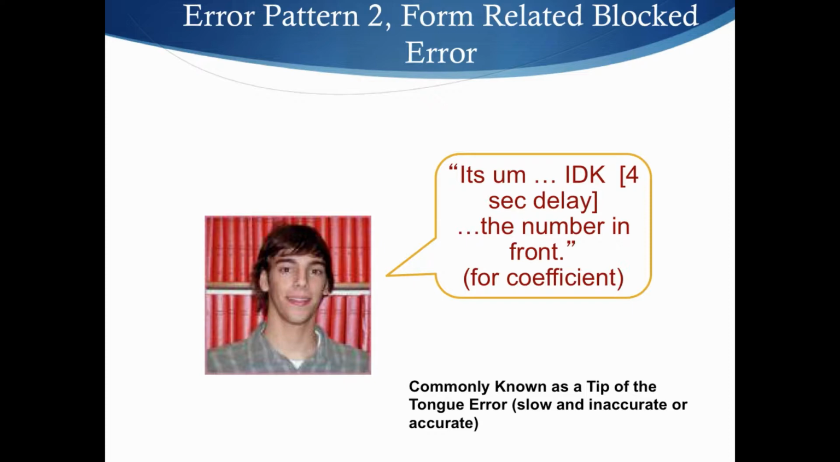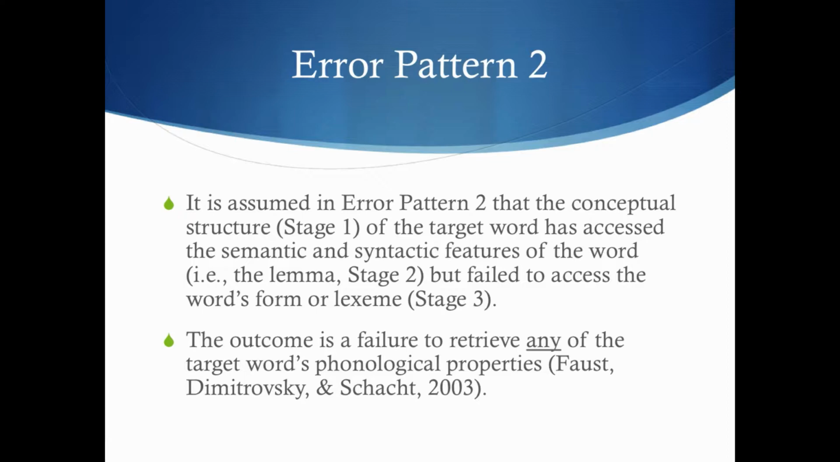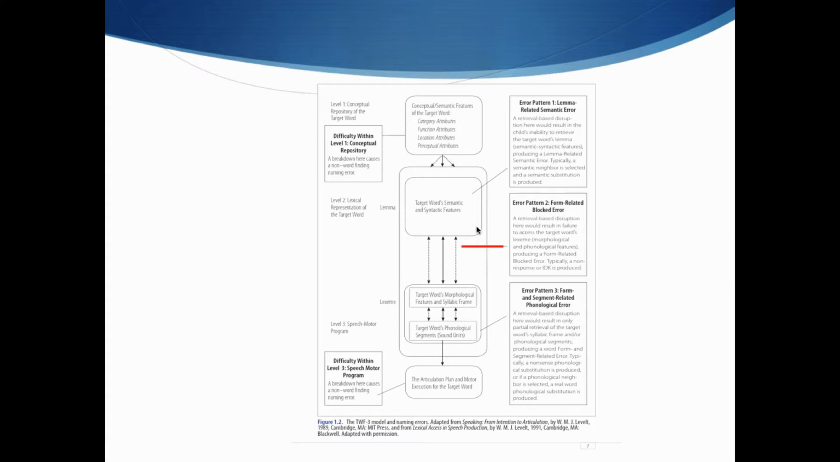It's assumed in error pattern 2 that the conceptual structure of the target word has accessed the semantic and syntactic features of the word, but failed to access the word's form or lexeme. So the outcome is a failure to retrieve any of the target word's phonological properties. And if you remember, that error occurs right here at the juncture point between the semantic and phonological lexicons.